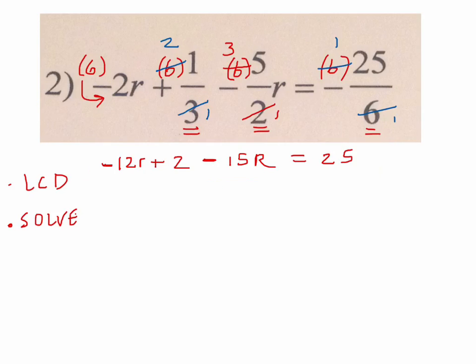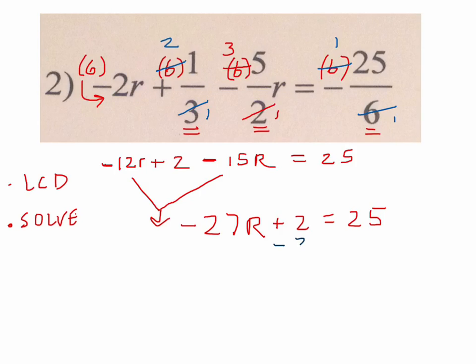So let's go ahead and solve this. We will clean this up and take all of the r's, and it looks like negative 12 and negative 15 gives us negative 27r plus 2 is equal to 25. That's the first step. The next step is to try and get the r's by themselves, so we are going to minus 2 to both sides.